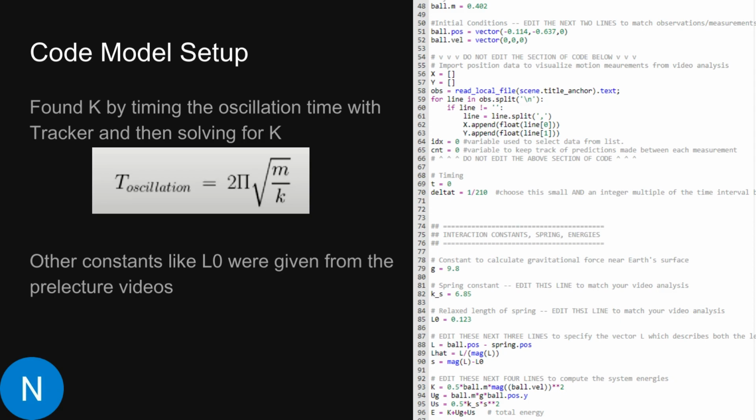And then below, we have gravity, the K we found from the oscillation equation, L naught, and then we define the spring equations just with the equations given. And then below, we calculate the energies using the energy equations and then also calculate total energy.